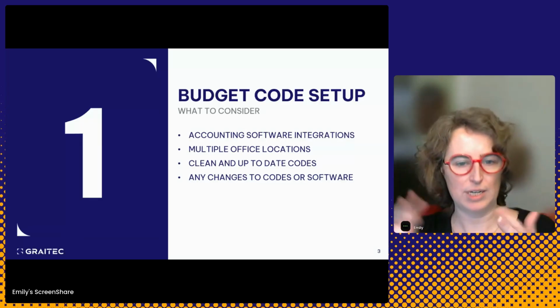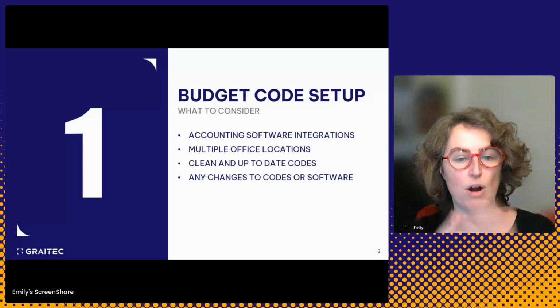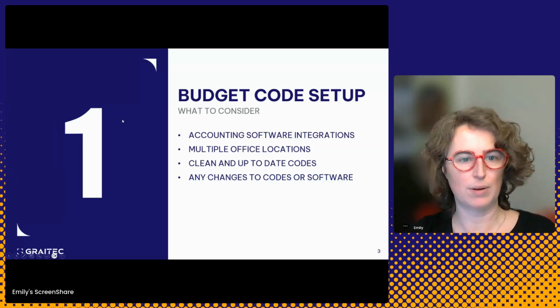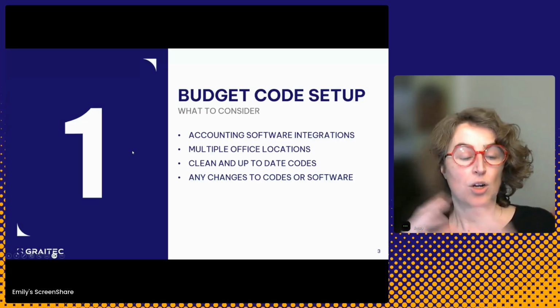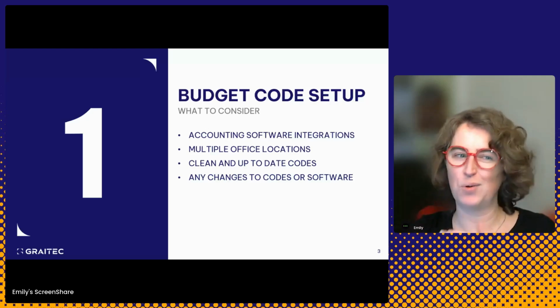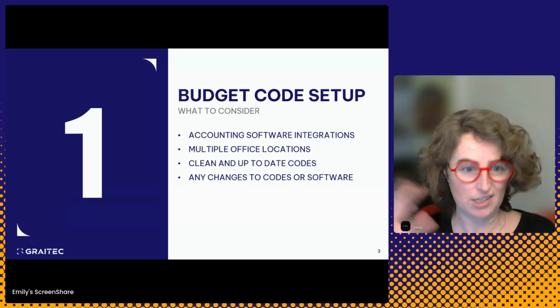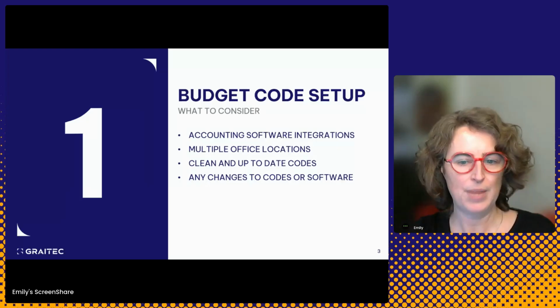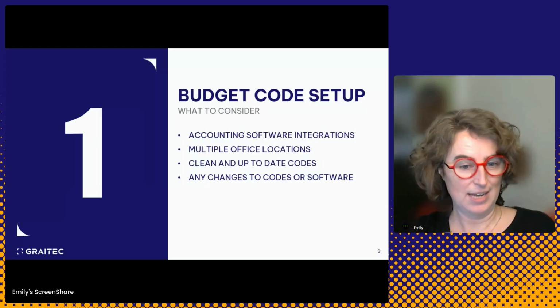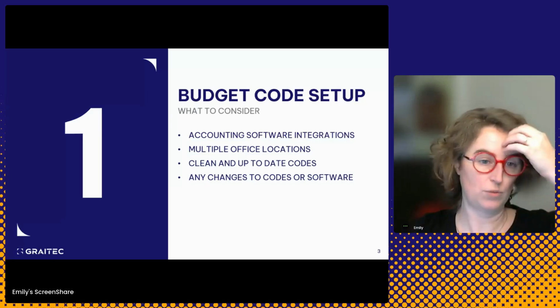We have, and I'll get to these in more detail, multiple office locations. Do you have multiple locations that are running projects? Are their budget codes going to be the same? What do your codes currently look like? Are they clean and up to date? Do they have a lot of old or junky codes in there? Do you have 2,000 codes and the last 5 projects have only used, give or take, 700 of them? Could you clean these up?